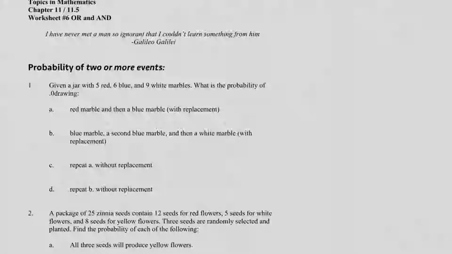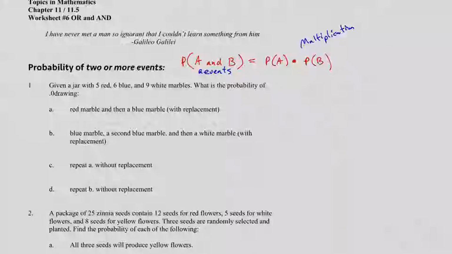So the probability of event A and event B, so first A and then event B happening, is going to be the probability of event A times the probability of event B. That's the formula. This is a multiplication formula, and you'll see the difference between it and the other formula I'm going to give you today. This is 2 separate events.